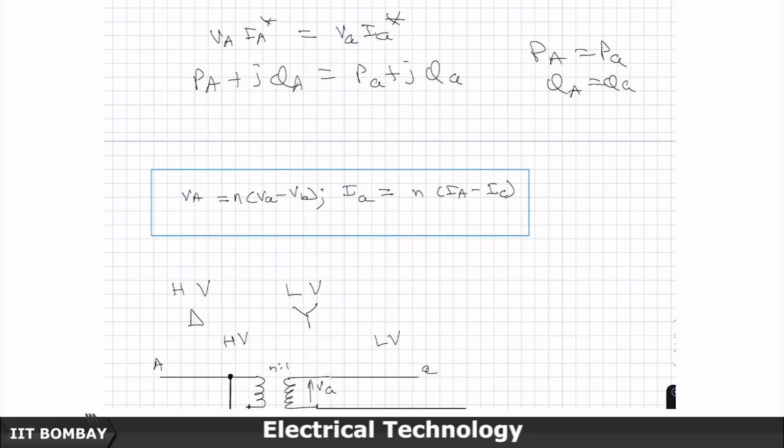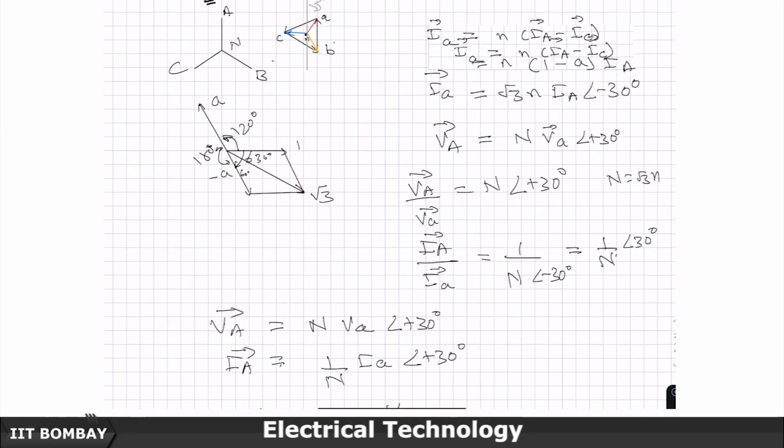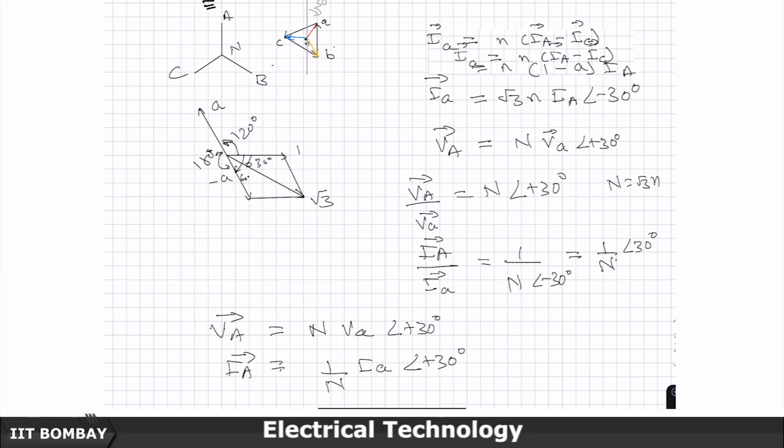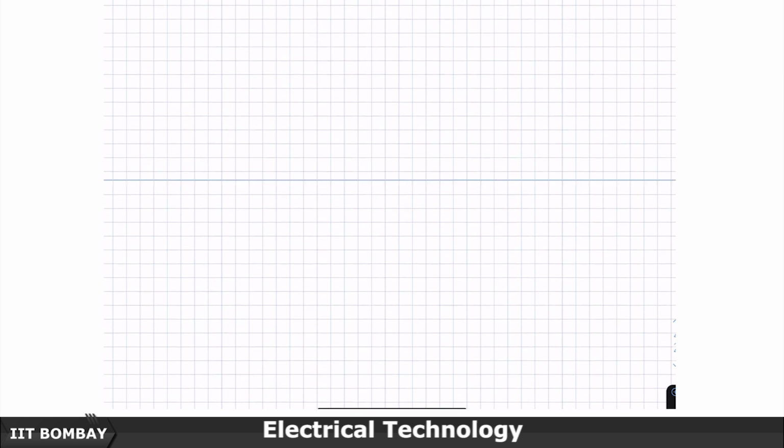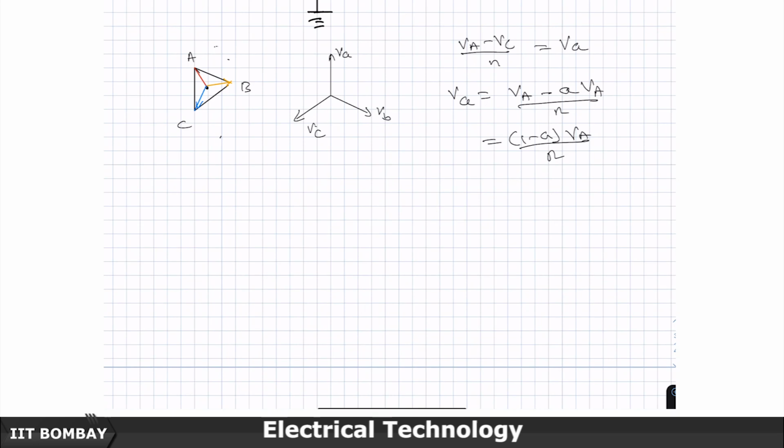What is 1 minus A? We have already worked it out here. So, the 1 minus A is root 3 at an angle of minus 30 degrees. Therefore, I can write this as root 3 at an angle of minus 30 degrees by N.